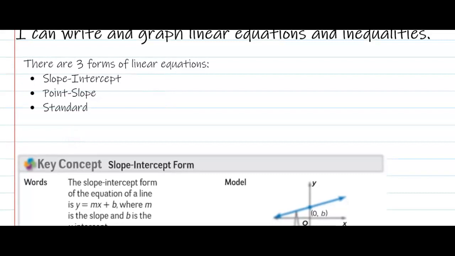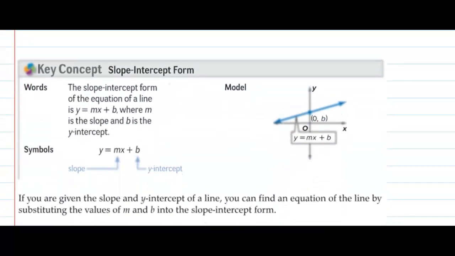Let's start with linear equations. There are 3 forms of a linear equation. They can be in slope-intercept form, point-slope form, or standard form. Those are our 3 choices. They are all perfectly acceptable forms. In certain situations, one form will be better than another form, and that's what we're going to explore.